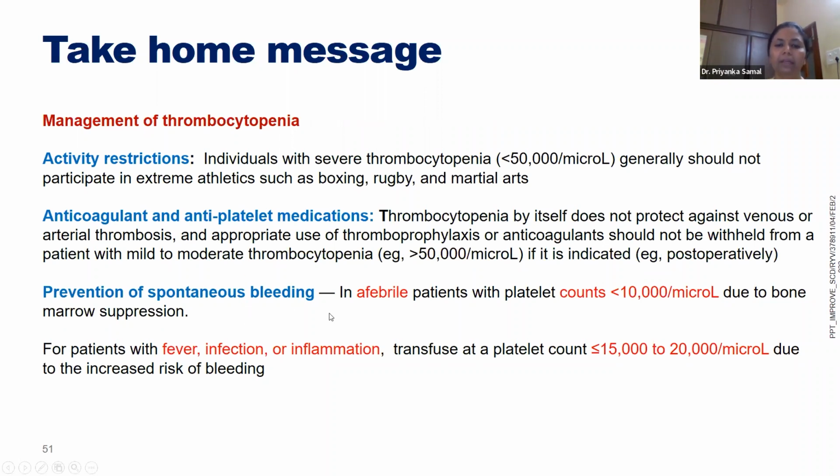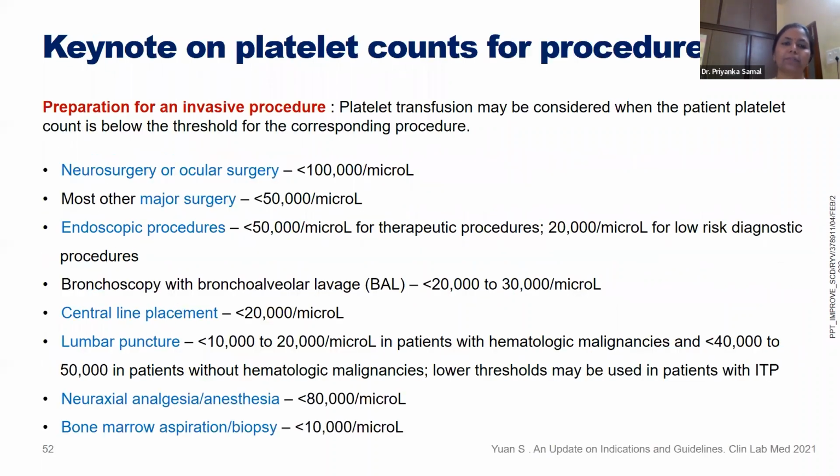Prevention of spontaneous bleeding. There are guidelines to it. In afebrile patients, platelet count of less than 10,000 should trigger platelet transfusion, but for patients with active fever, infection, and inflammation, platelet count of 15 to 20,000 should allow the platelet transfusions to take place. So this is again a keynote on the platelet counts which are safe for procedures being carried out, especially the invasive procedures. For neurosurgery and ocular surgery, it should be more than 1 lakh.